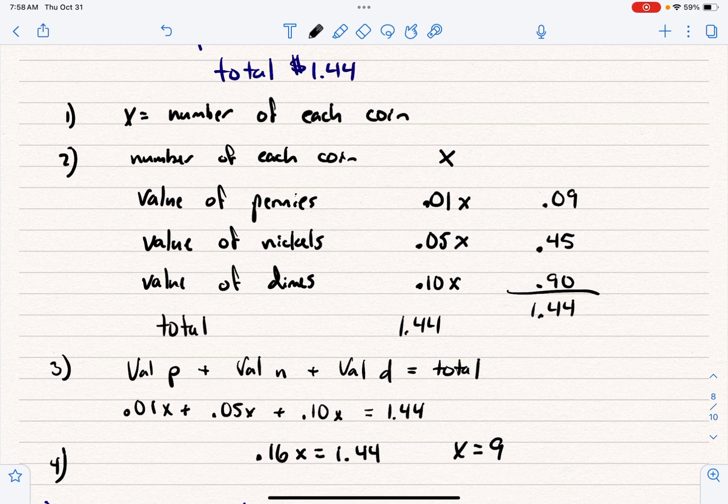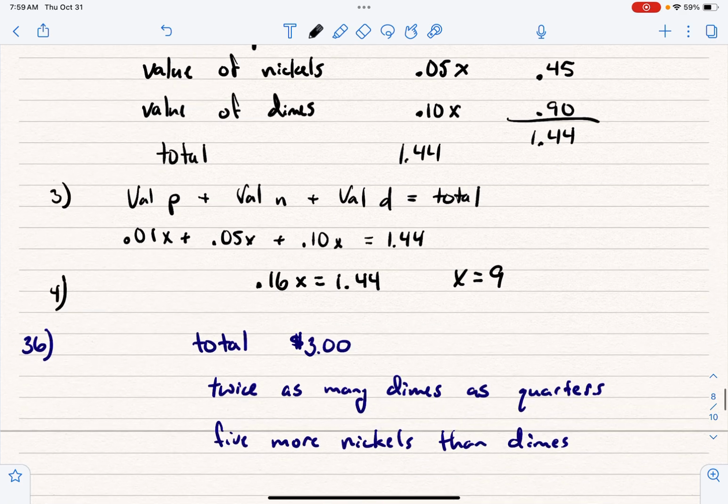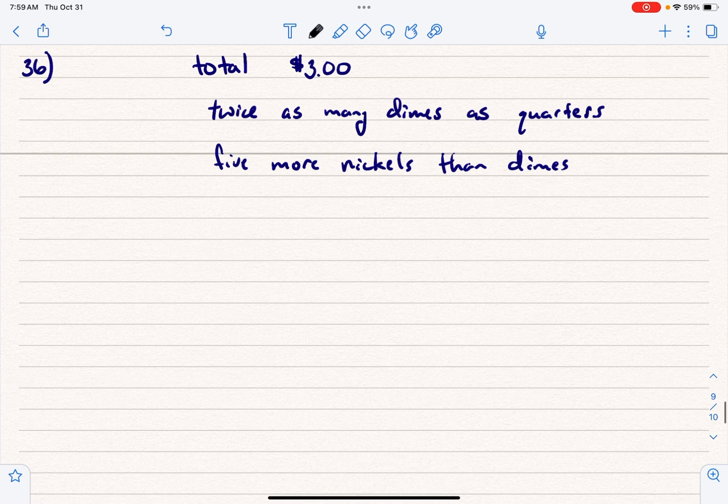Okay, now that we've tried at least one with money, hopefully this next one will flow a little bit easier. Maybe people were really locked up on how to start this one, but this next one involves the exact same situation, except this time they're going to do nickels, dimes, and quarters, with a little variation about how many of each, but it's still very solvable. The next one we're going to try is number 36. It starts by saying there's a total of $3. The two things you need to know are there are twice as many dimes as quarters and 5 more nickels than dimes. The question is, how many of each type of coin?